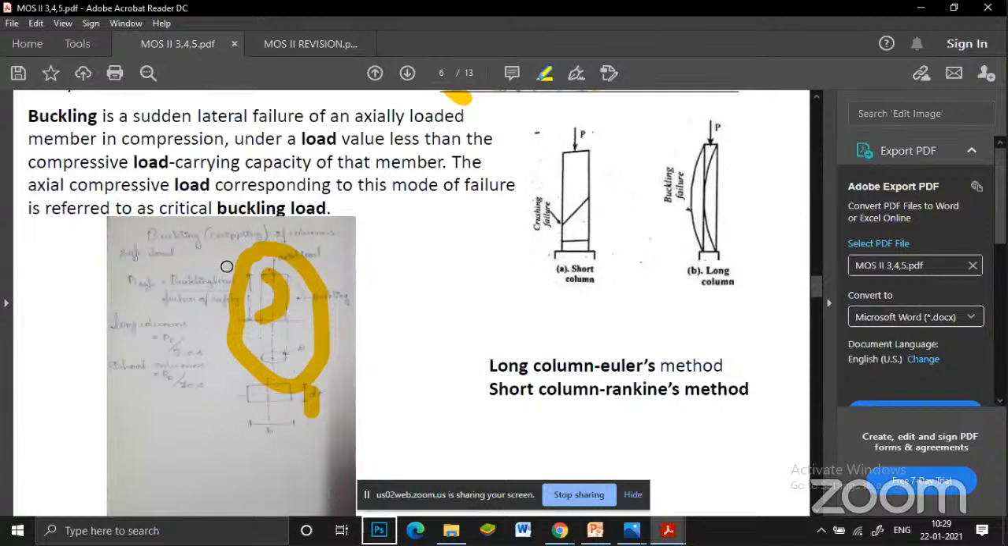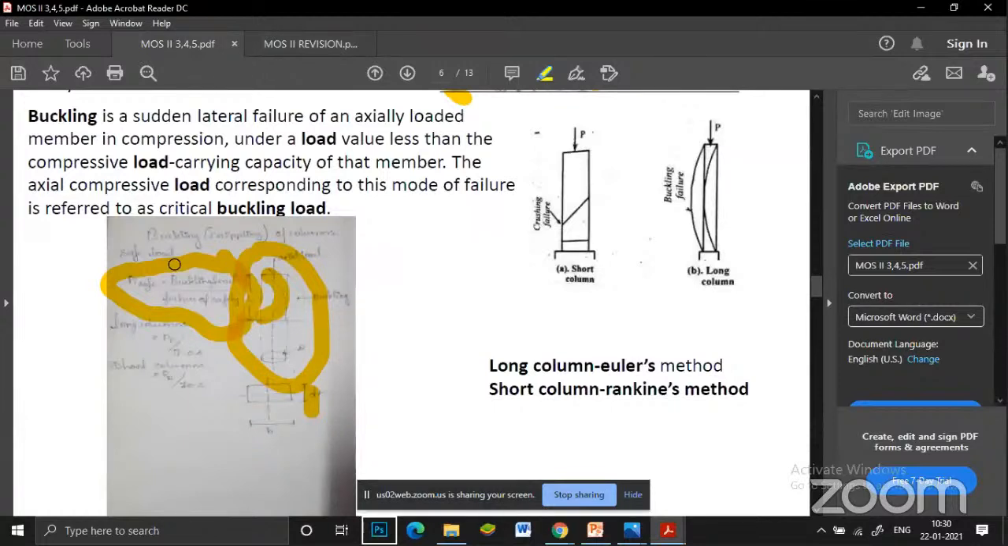For that we have to know this formula. Keep in mind: P safe is equal to buckling load divided by factor of safety. To know what load we can apply to avoid buckling, we have to know this formula.